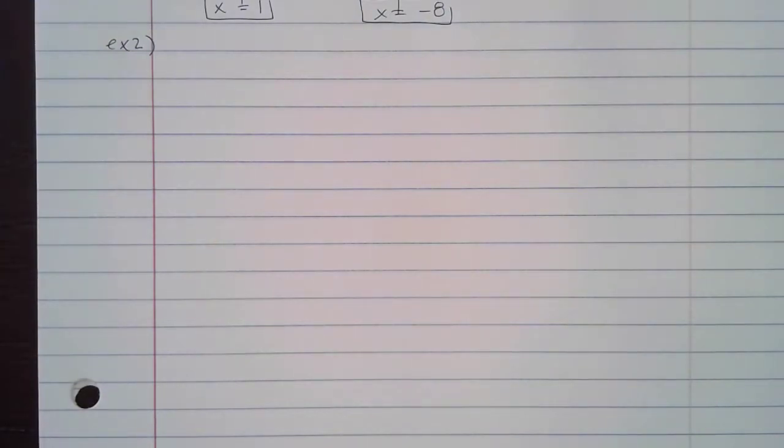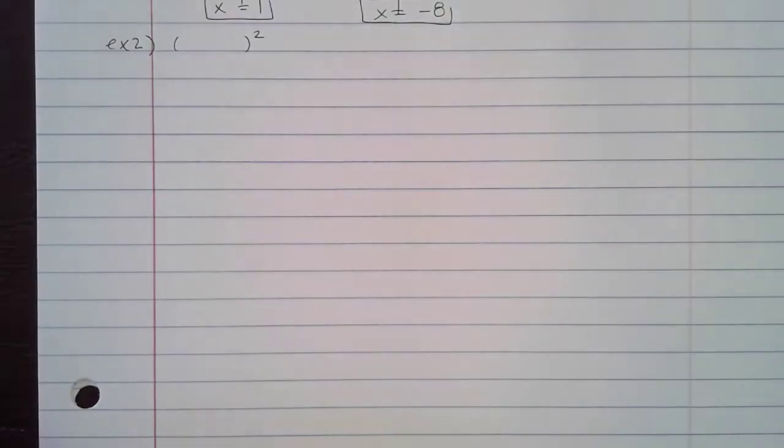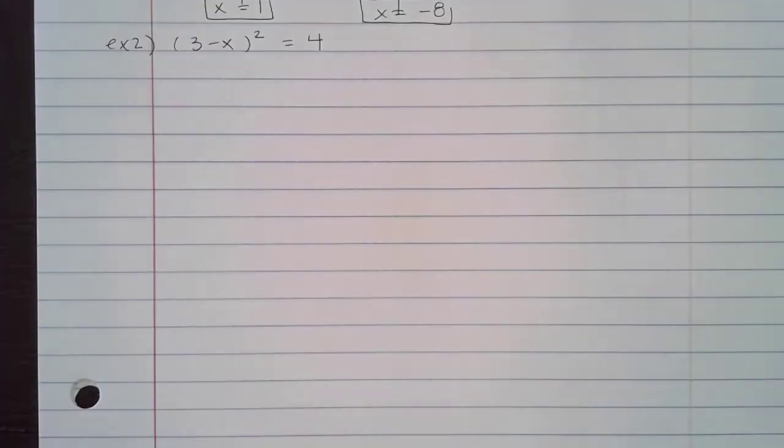All right, we're jumping right in with example 2 and example 3. Here we have expressions that are squared. And what do we do when we have an expression that's squared? How do I get rid of that? So this is 3 minus x squared. You would need to square root both sides. So let's do that together.